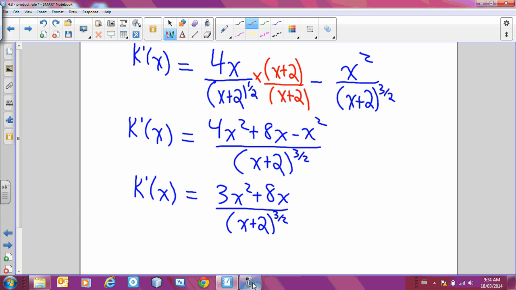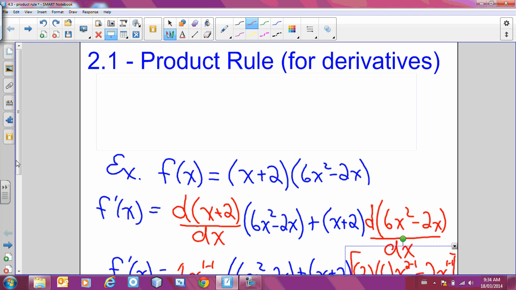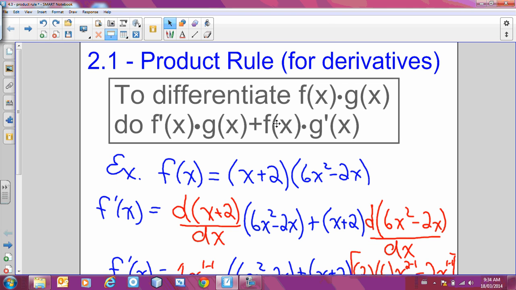Okay, so I'm going to stop there. Really the full intent, and all you're seeing today, is that this is the product rule. You've got two terms being multiplied. We differentiate the first one, leave the second alone, add the first one left alone, second one differentiated.